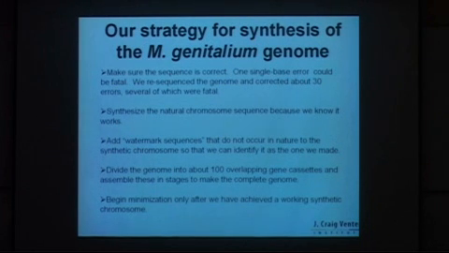And to do this, we had the following considerations. First thing is we had to know that the sequence that we were starting with is right and will direct a living cell. So to be sure it would direct the living cell, the only thing we could do reasonably was synthesize the natural chromosome sequence, because we know it works. We had to make sure the sequence is correct by resequencing the genome.